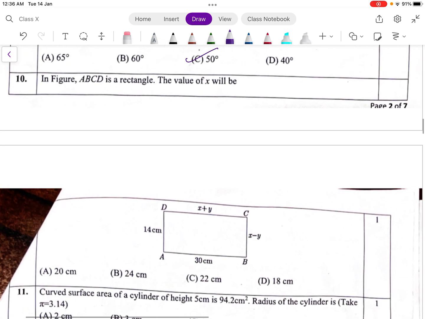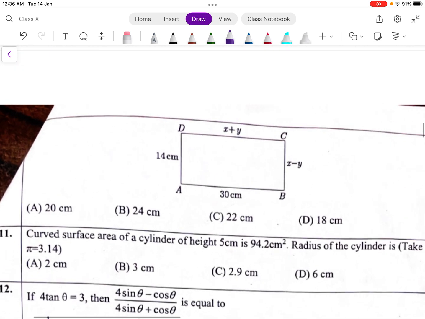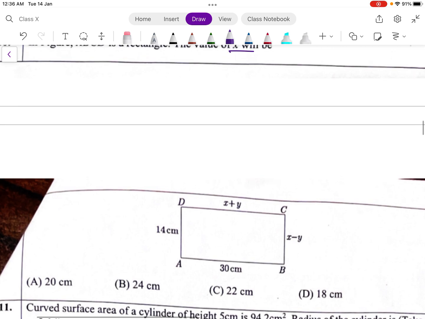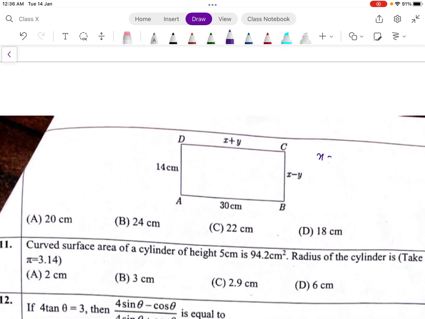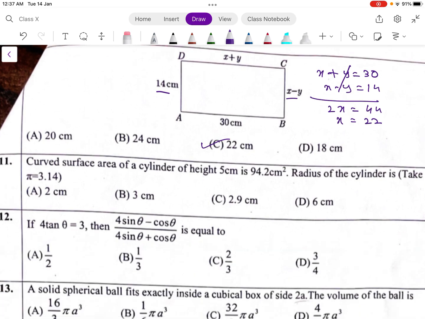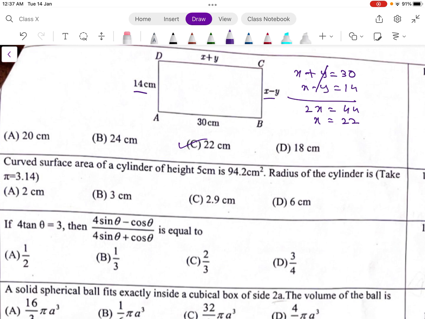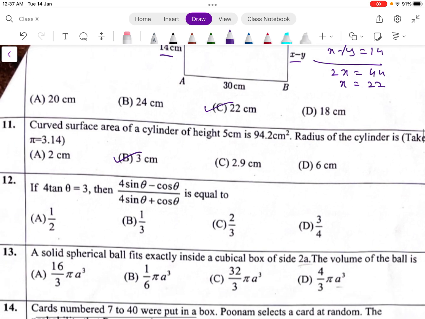In the figure, the value of X will be, as it is given as a rectangle, the opposite sides are equal, so we can say that X plus Y equals 30, and this side equals this side, so X minus Y equals 14. Adding these, the Y gets cancelled, so 2X equals 44, and X will become 22. So the value of X is 22. Then you have to find the curved surface area, so that value will come as 3.